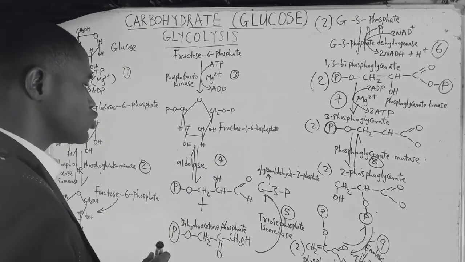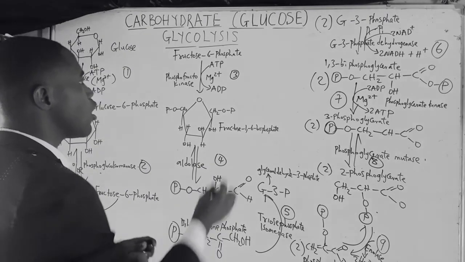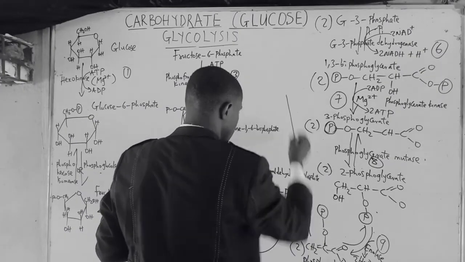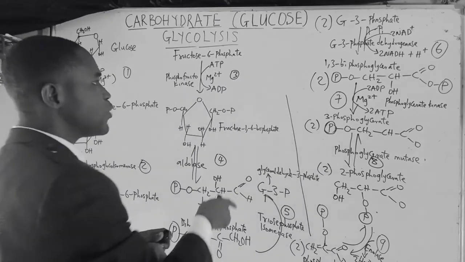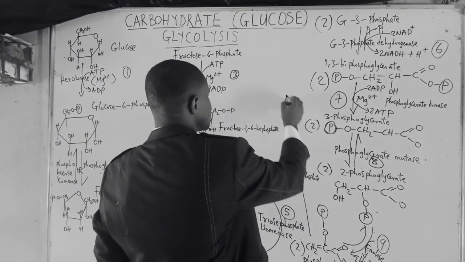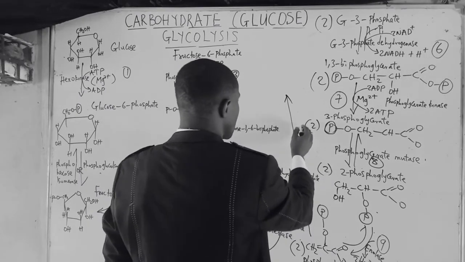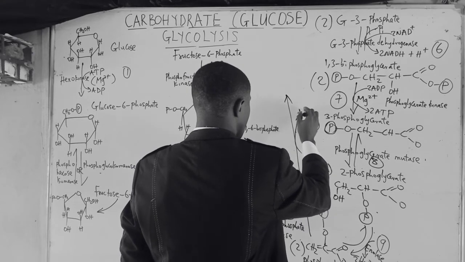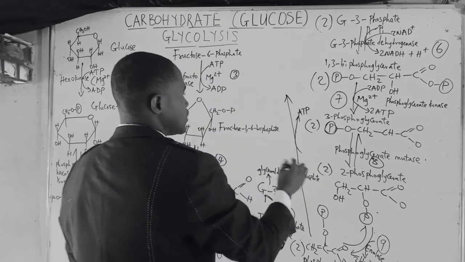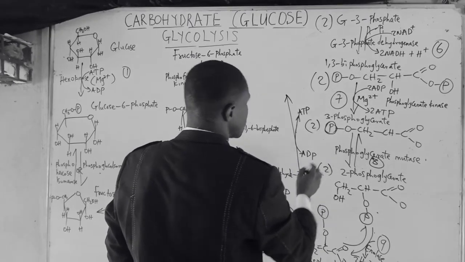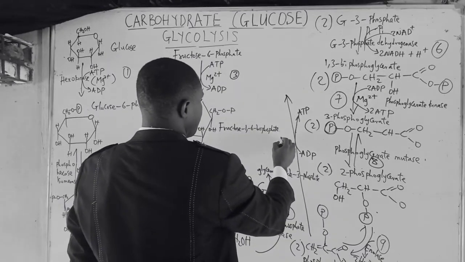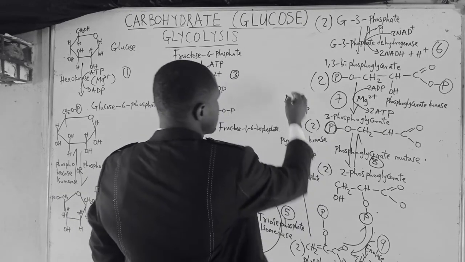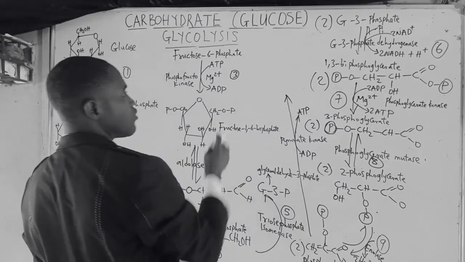will break down to give you the last product called pyruvate. Then we put it this way, and this process is an irreversible process. ATP will be produced here, then ADP, then pyruvate kinase. That will be giving us the pyruvate we talk about.